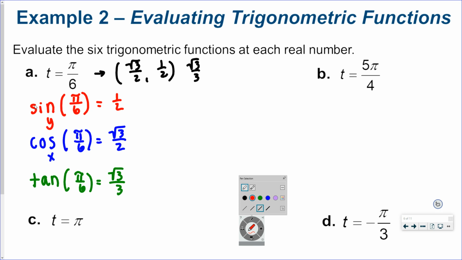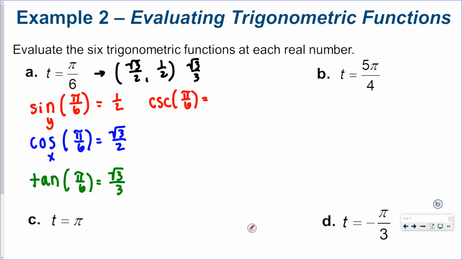Okay, now we're just going to do all the reciprocals of these to find the other 3 trig ones. Cosecant of pi over 6 would be 2 over 1. It would just be 2. Secant, the reciprocal of cosine, is 2 over square root of 3.